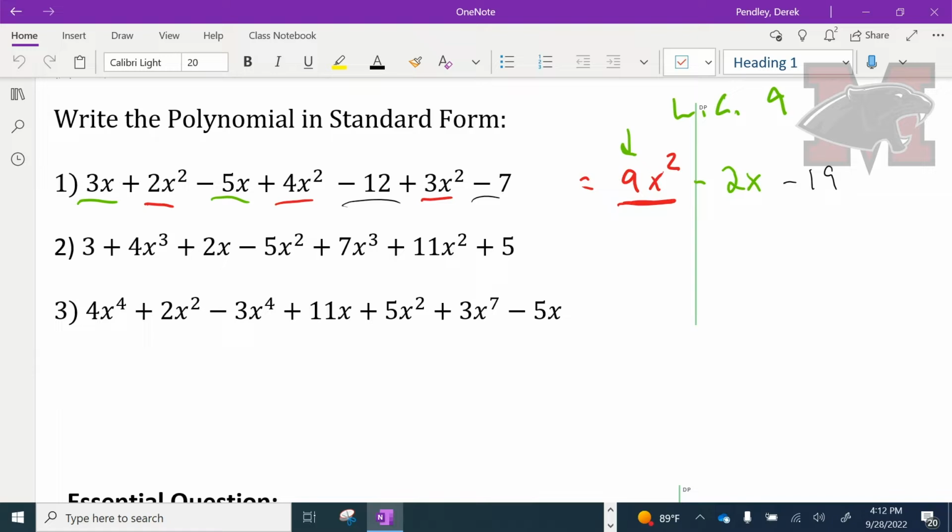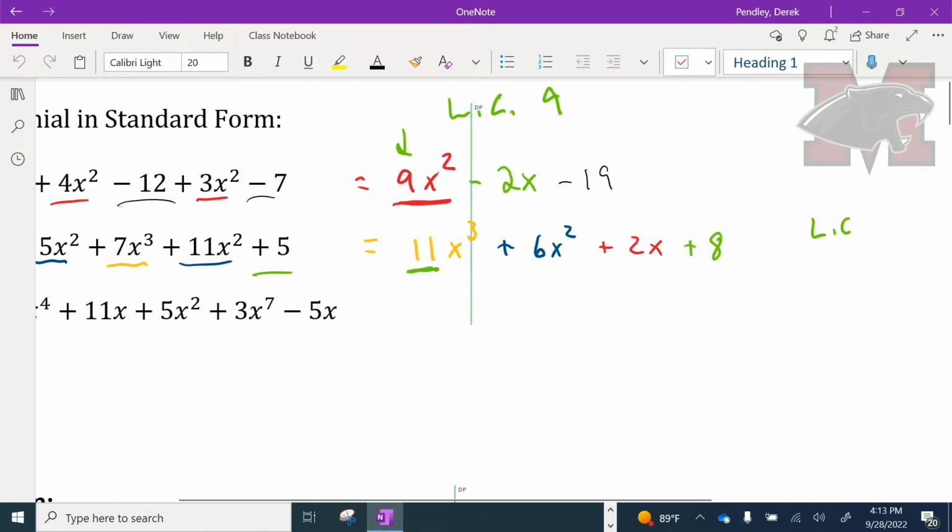All right, let's look at the second one. We're going to identify the highest degree term, and the highest one I see here is 3, and I see multiple, so I'm going to combine those, and I have 4 plus 7, so I have 11x cubed. Then my next term down is the squares, and I have 2 of those, so I have negative 5 plus 11, so that gives me 6x squared. Then I have my regular x's, and I just have one of those, so I have a plus 2x. And then I have the constants, 3 and 5, so I have a plus 8. So this is written in standard form, and again, my leading coefficient here is 11.